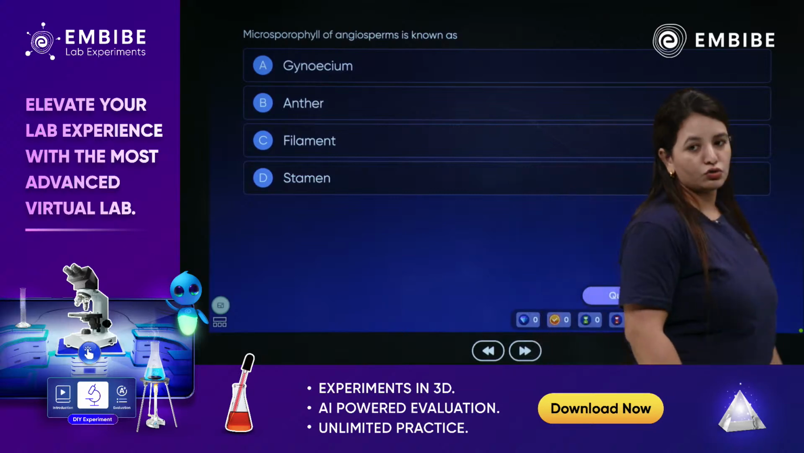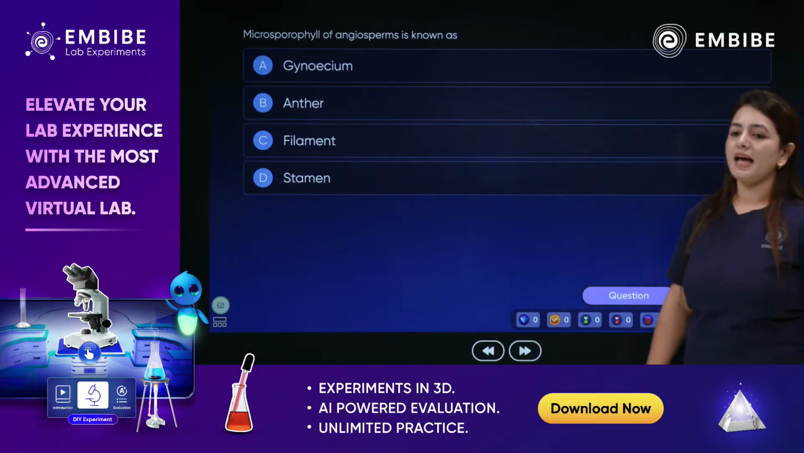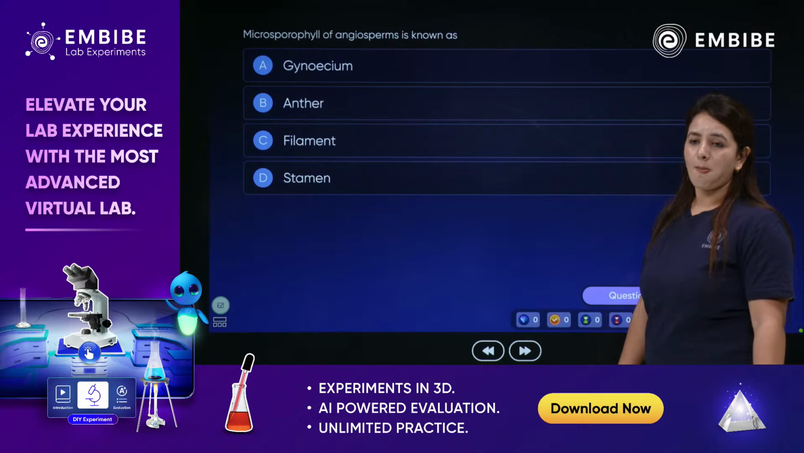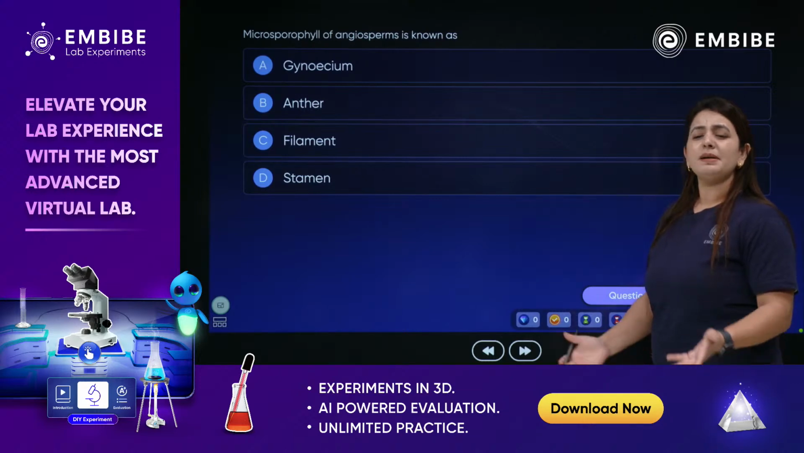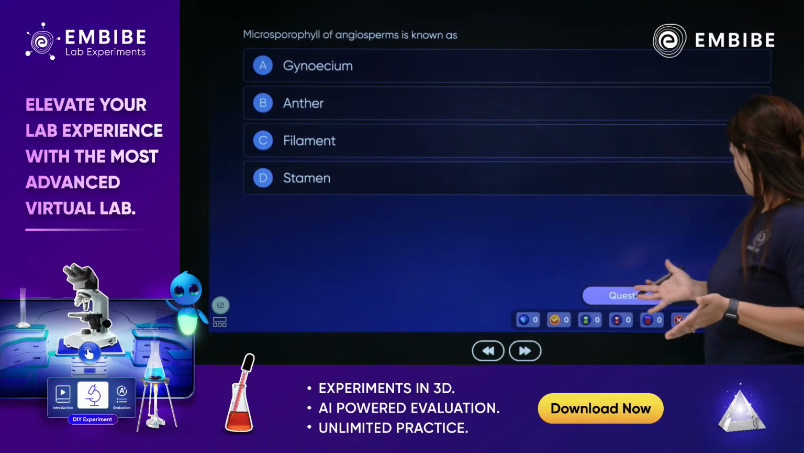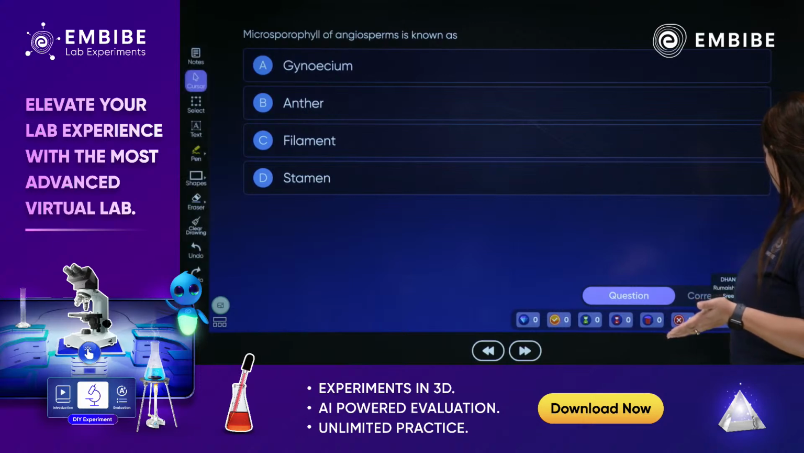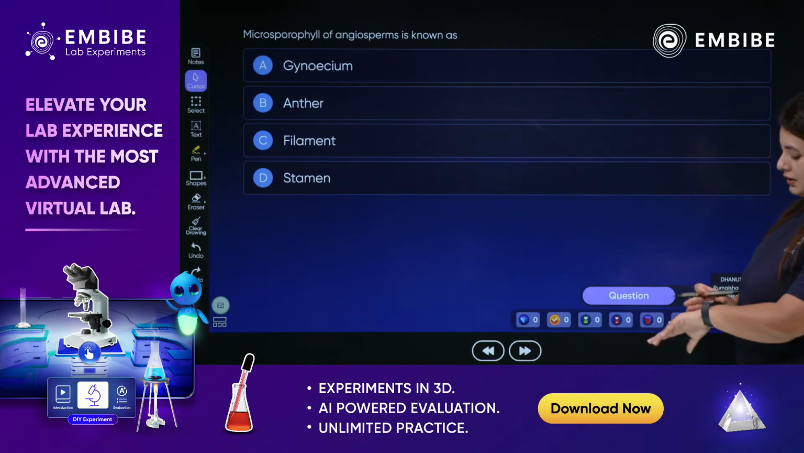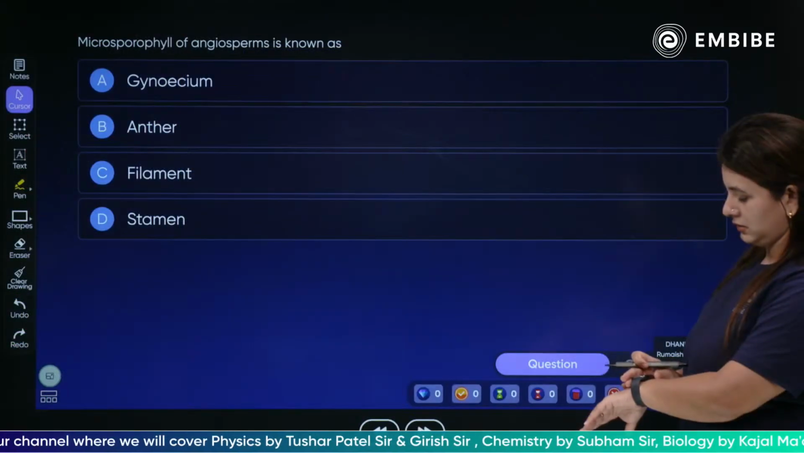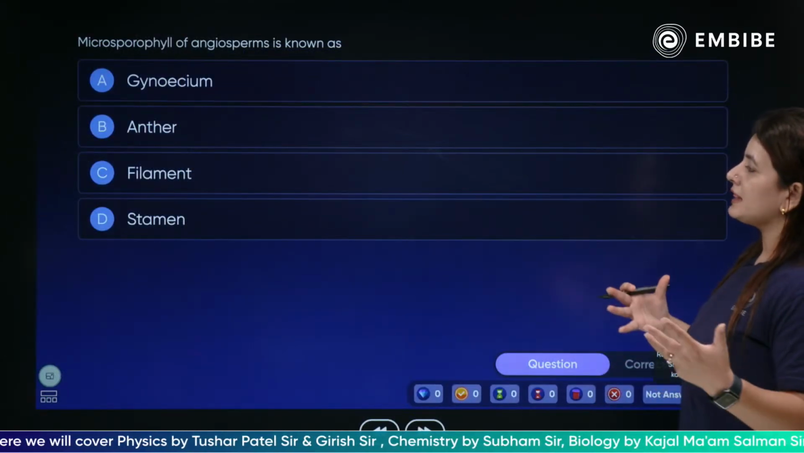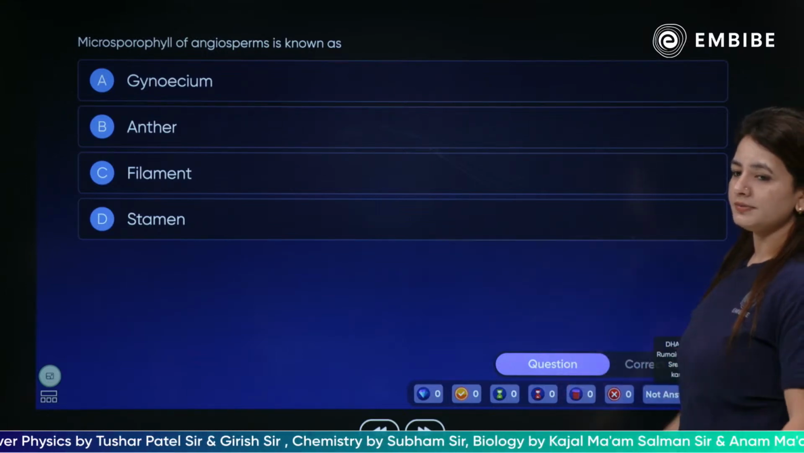Microsporophyll is also known as gynoecium, anther, filament or stamen. Simple, this is so simple. Just now we have discussed about it, children. Yes or no? Just now we discussed the microsporophyll is what? Gynoecium, anther, filament, stamen or what?